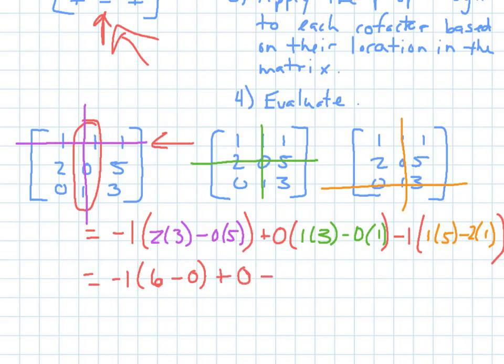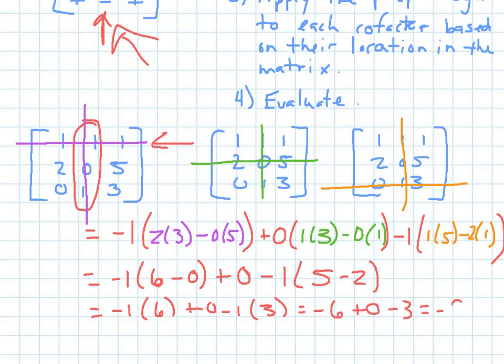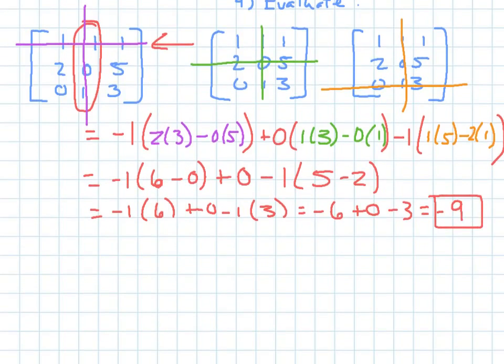Okay, and then minus 1 times 5 minus 2. Okay, here -1 times 6 plus 0, and then -1 times 3. So -6 plus 0 minus 3 gives me -9. Now, just to prove that it doesn't matter where I pick my row or column, let's do another one.